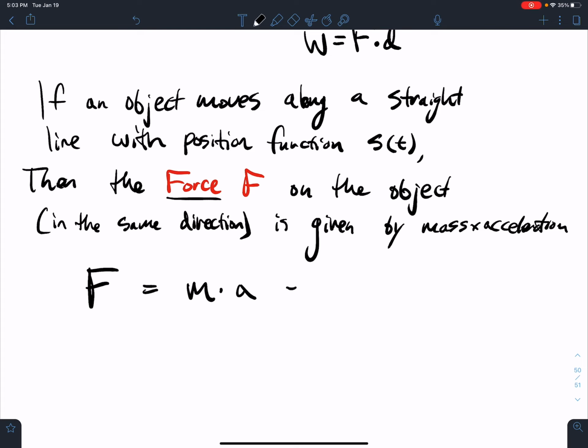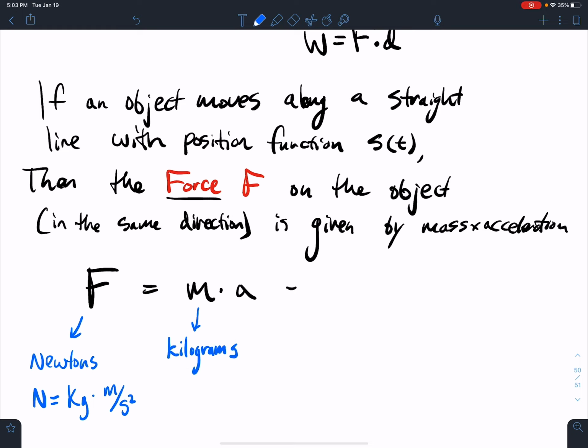And so force is in newtons. So the newtons are kilograms times meters per second squared. So mass is measured in kilograms, kg.